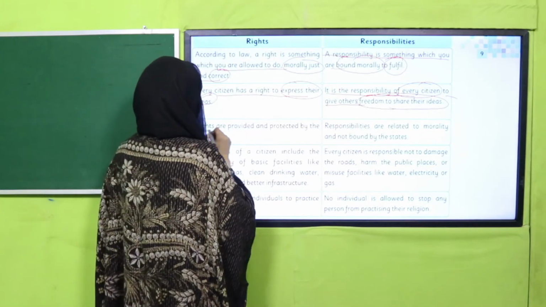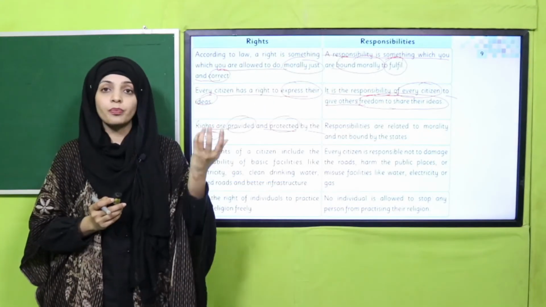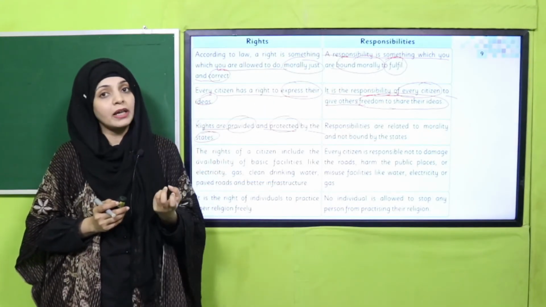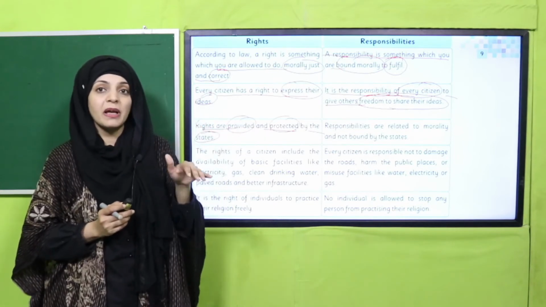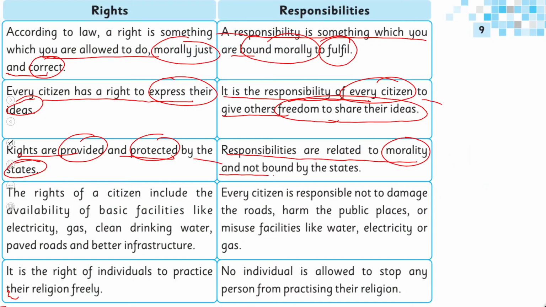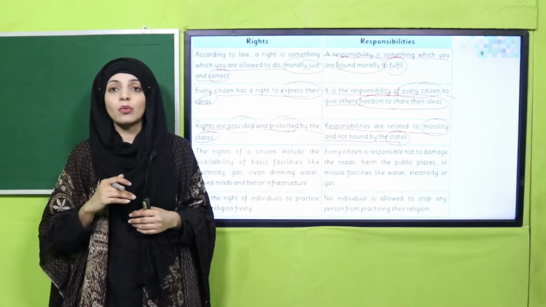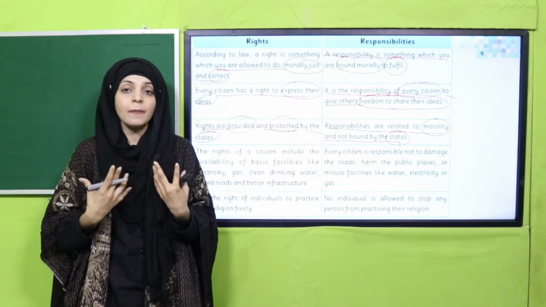Rights are provided and protected by the states. अब राइट्स जो हैं वो हमें कौन प्रोवाइड करता है? आपका जो मुल्क है, आपकी जो गवर्नमेंट है वो प्रोवाइड करती है और वो उनका ख्याल भी रखती है कि सबको इक्वल राइट्स मिल रहे हैं. Responsibilities are related to morality and not bound by the states, ठीक है. अब जो आपकी रिस्पॉन्सिबिलिटी है वो स्टेट के साथ बाउंड नहीं होती, वो आपको खुद ही फिल करनी होती है, ये आपकी मॉरल ड्यूटी होती है, ठीक है.